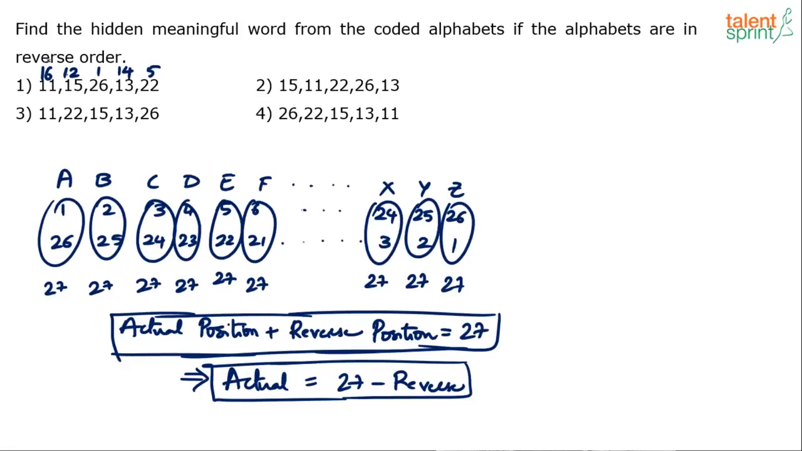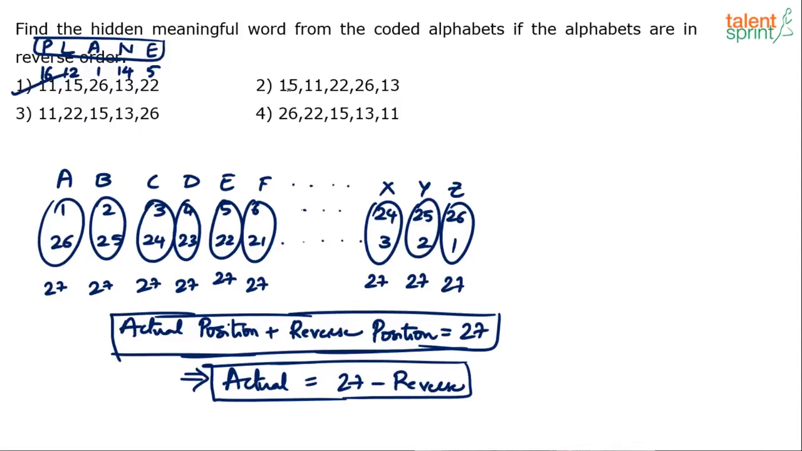Now what is the 16th letter? P. What is the 12th letter? L. What is the first letter? A. What is the 14th letter? N. What is the 5th letter? E. Here itself I am getting a meaningful word. P, L, A, N, E, plane. So I think option 1 itself is the answer. I don't have to worry about 2, 3 and 4 here because in the first option itself I have got a meaningful word. If you want, you can try out one or two other options.